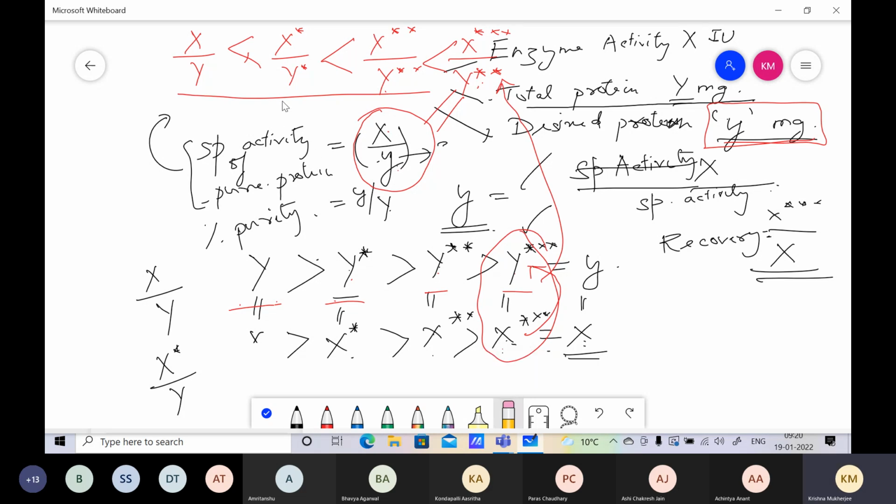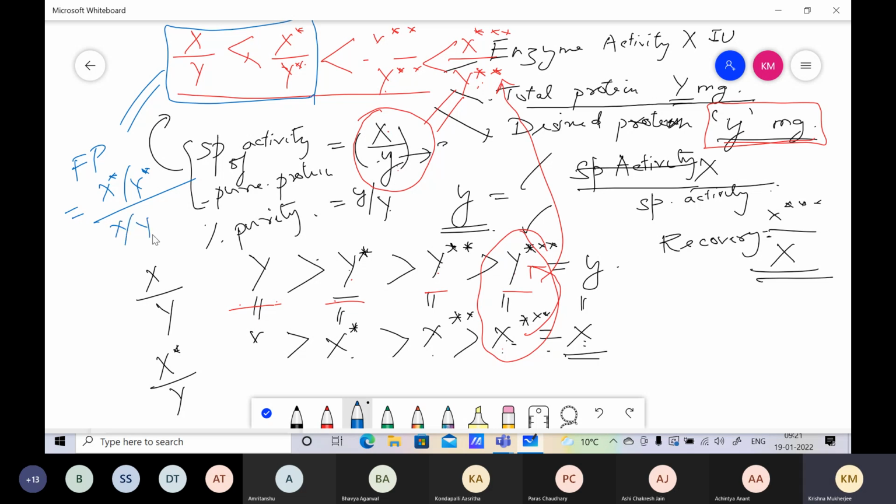Remember that the fold purification is this whole thing divided by this whole thing. So X star by Y star divided by X by Y. Sorry, I put the rubber here. So the fold purification in this step is simply given by fold purification FP equal to X star divided by Y star divided by X by Y. This is the fold purification.